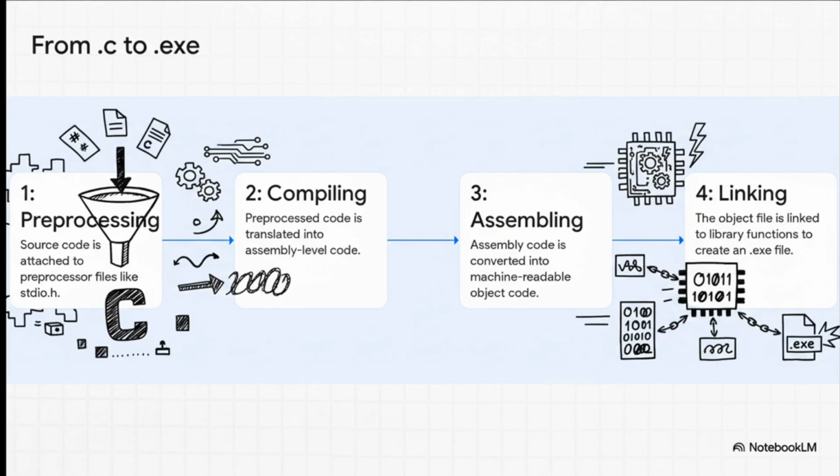The next step is the compiler. The compiler takes this expanded file and translates it into assembly language. Assembly language is a low-level representation that is closer to what the CPU can understand. It is still not the exact zeros and ones that the CPU can understand, but it is closer. It also checks your code for errors and applies some optimizations.